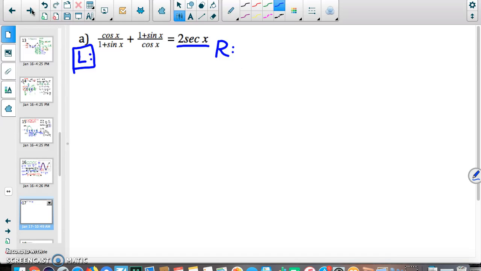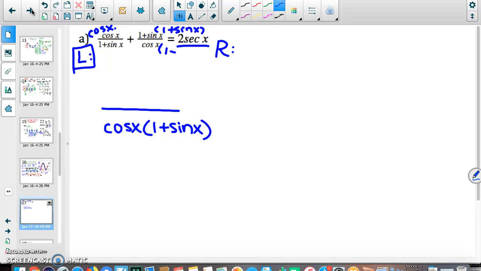So let's think here. My common denominator is going to be cosine times 1 plus sine, right? So we have to multiply the other fraction by what it's missing. So top and bottom by 1 plus sine, and top and bottom by cosine over here. So that gives me cosine times cosine, that's cosine squared, and then plus (1 plus sine x) squared.